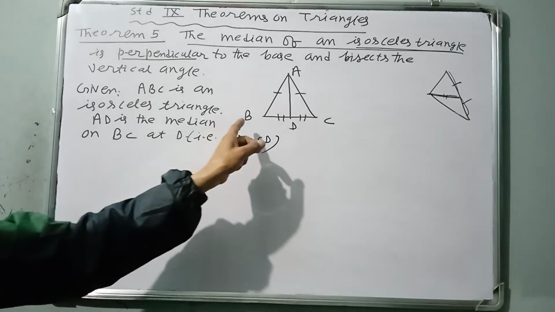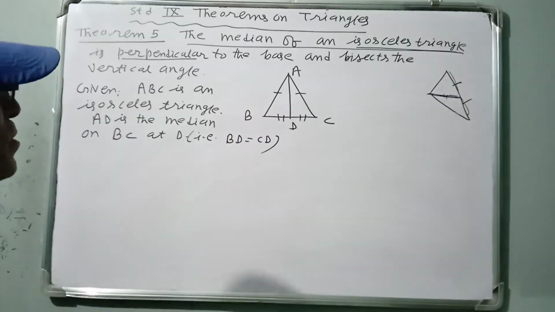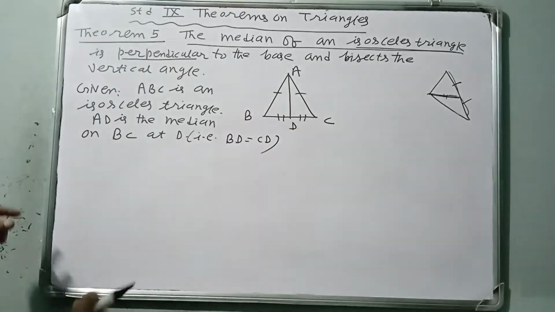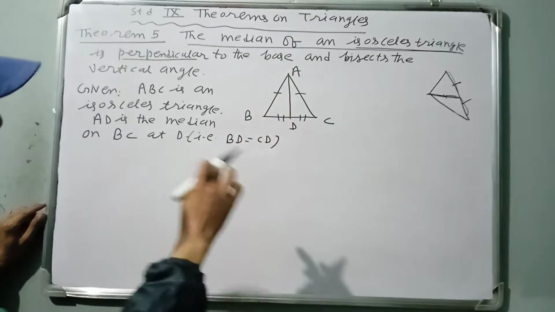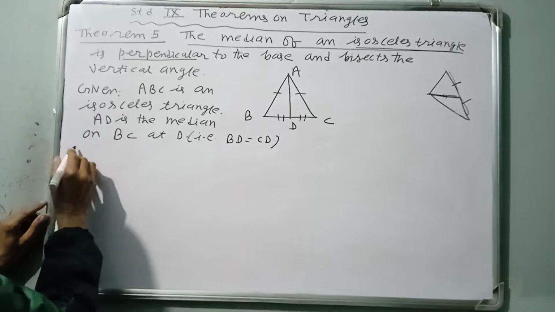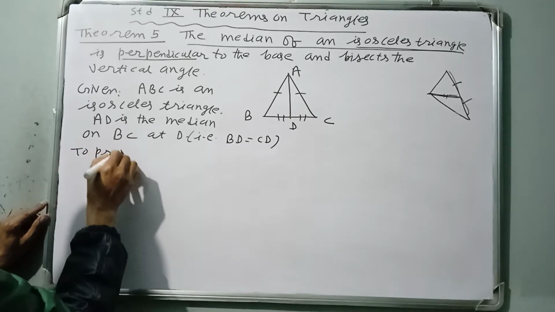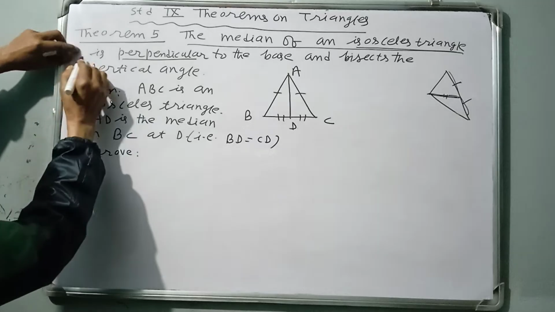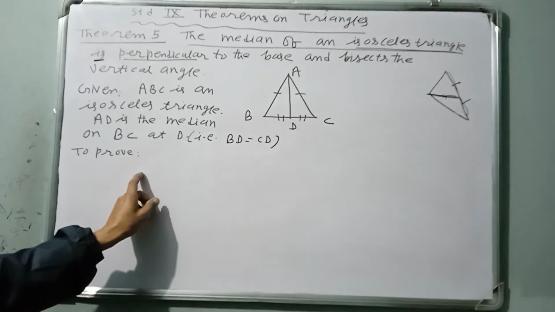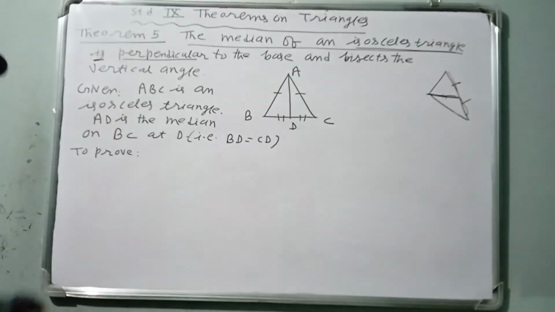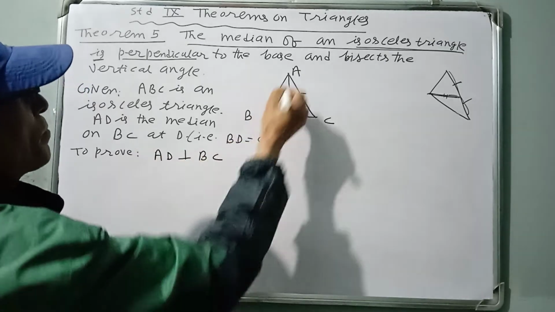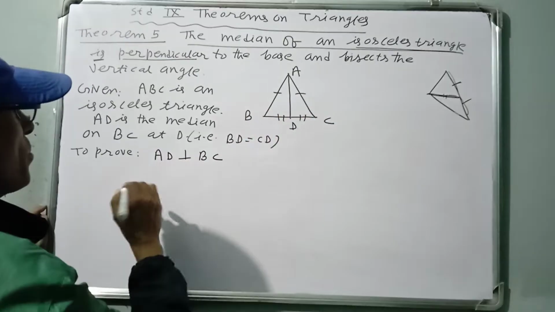In compulsory math, you can write BD equal CD. But in optional math, you should write vector BD equal vector DC. AD is a median means BD equal CD. AD bisects BC. To prove: which is to prove? After the verb is, perpendicular is to prove. Bisects the vertical angle is also to prove. AD is perpendicular to BC. That is to prove, so we must prove it is 90 degrees.